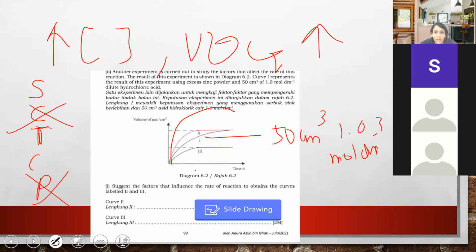Irfan is coming in. So for curve 2, what are you going to say? What is your factor here? You all must give me the factor. Teacher doesn't want to give you the factor.